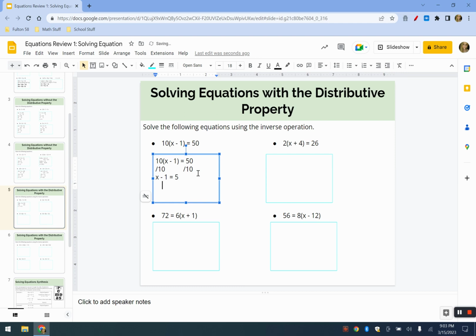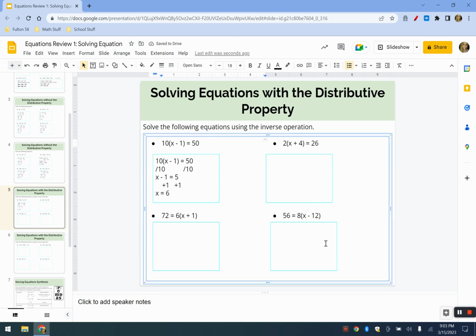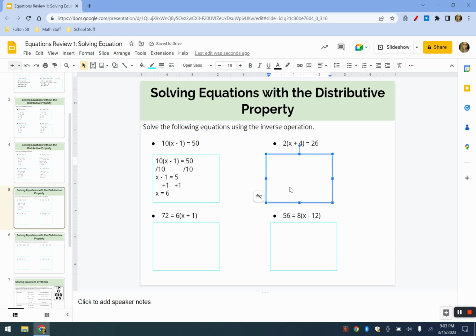So it just makes things a lot quicker when we do this. But again, whichever way that you are solving this problem is totally okay. As long as you get x equals 6, I don't care what method you use. I really don't. Just get the right answers, and I'm a happy camper. So first equation, x equals 6. Let's go ahead and move on to the second equation.